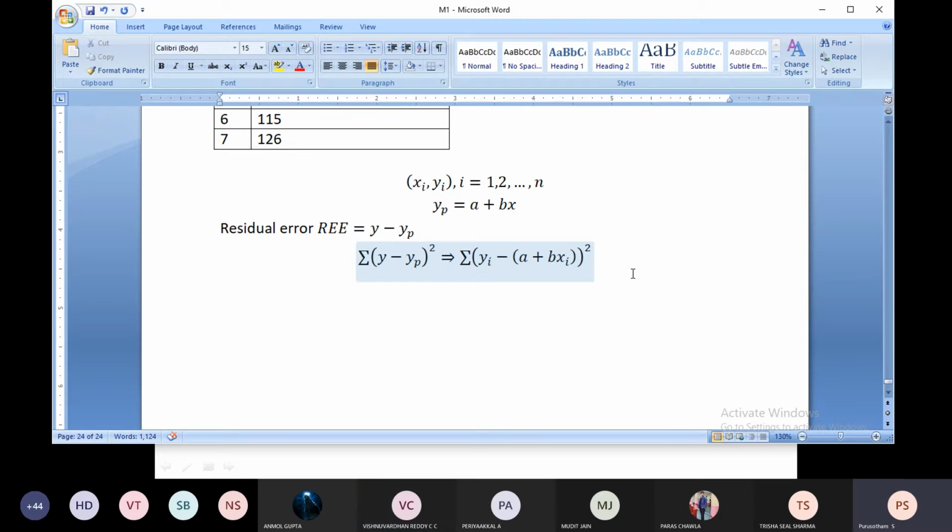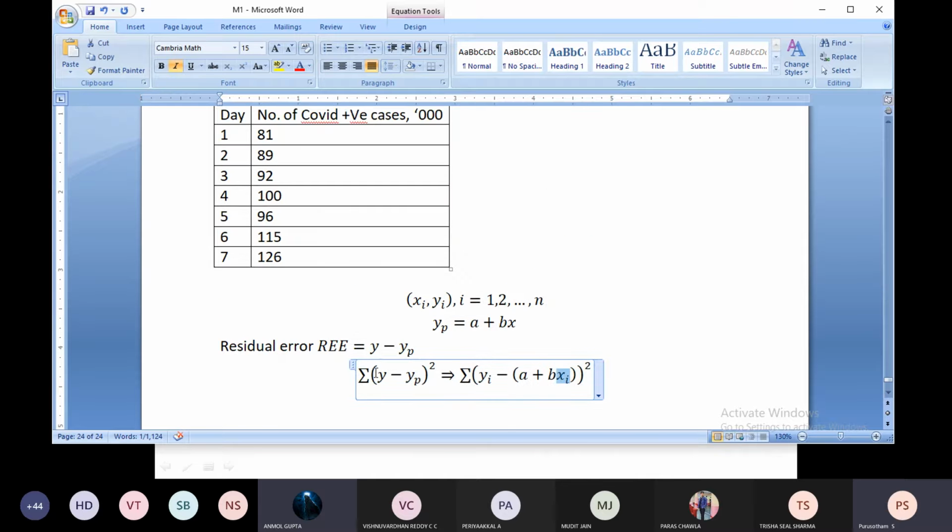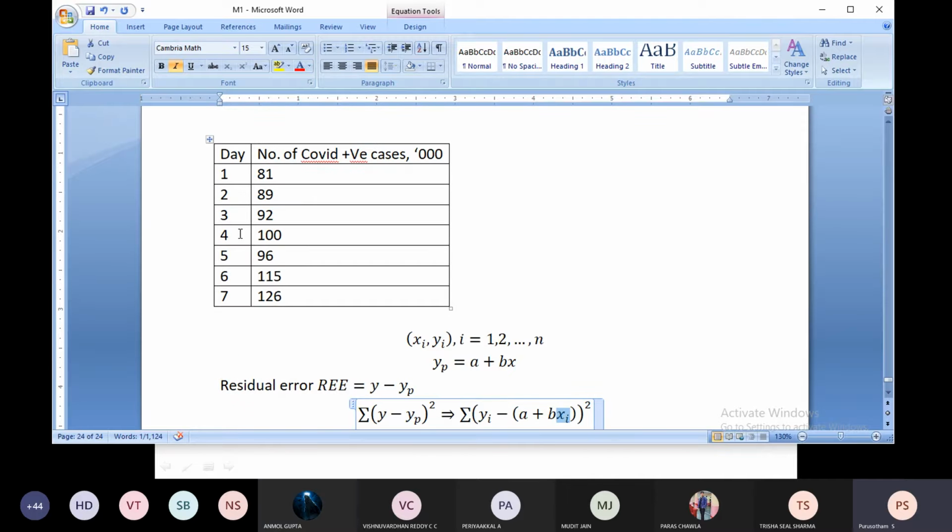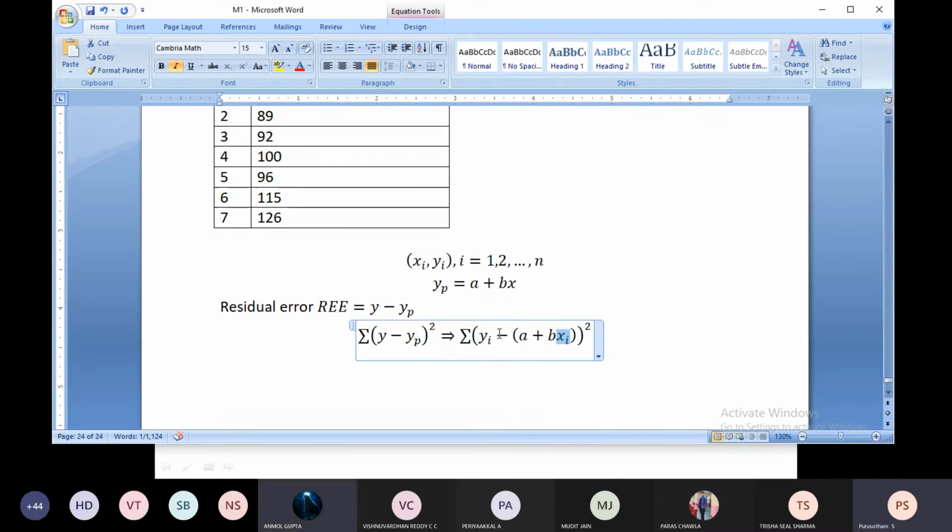We will find the derivative, and then we will equate it to 0. Remember, your xi is a fixed value here, something like 1, 2, 3, 4, 5, 7, and your yi is something like 81, 89, and so on. So these are known values, right? If you are going to differentiate, whether you are going to differentiate a function with respect to a constant or a variable, we will differentiate with respect to A and B, which are not known, right?